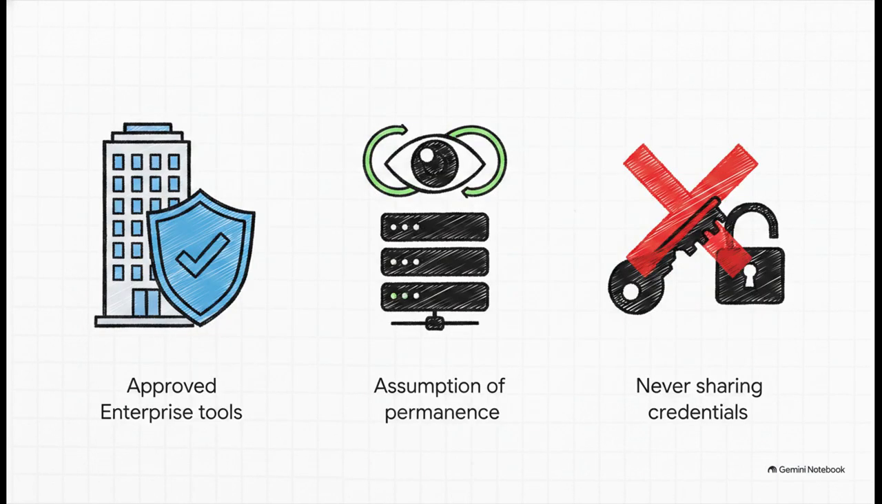Moving right along, the rest of the framework is Enterprise, Assume, and Never. Enterprise means you stick strictly to organization-approved tools, the ones with those strong contractual data protections we just talked about. Assume means you write every single prompt with the mindset that it is permanently backed up, retained, and entirely reviewable by human trainers. And finally, Never. Never ever share raw passwords, security keys, or active session tokens when asking an AI to debug code for you. You have to strip those out every single time, no exceptions.